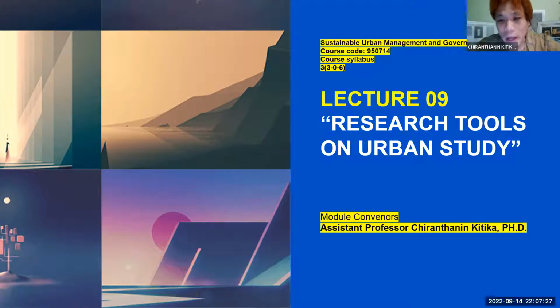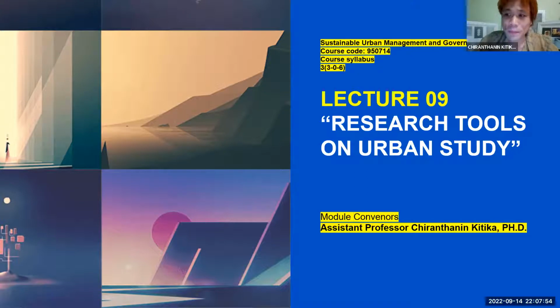Today, lecture number 9, I will talk about research tools in urban study. I think we are all learning about the concept of sustainability, and we also learn how our research deals with a better city in terms of urban management and urban governance. Right now, we will talk about how we can study urban areas by using new research tools.